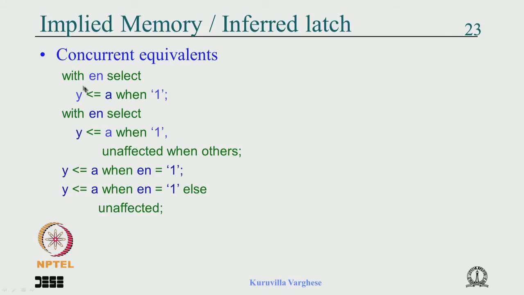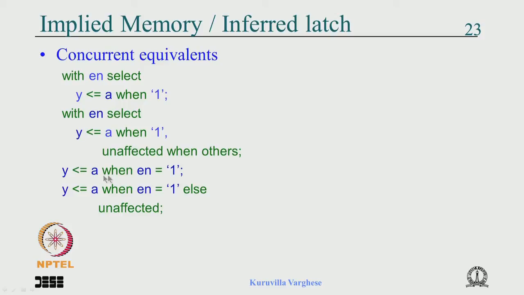So let us look at the syntax. Suppose you take with, this is the enable of the latch: with enable select y gets a when 1, and we are not saying anything for when 0 or when others. That means y gets y when others, that is the meaning of it. Or you can even say with enable select y gets a when 1, unaffected when others, that means the output is unaffected for the other cases. Both are the same.